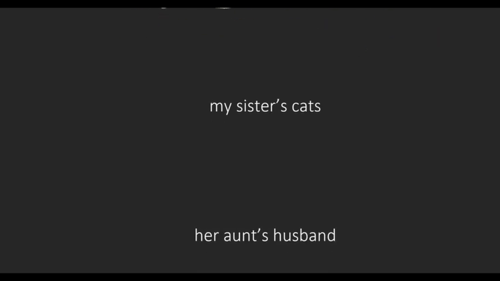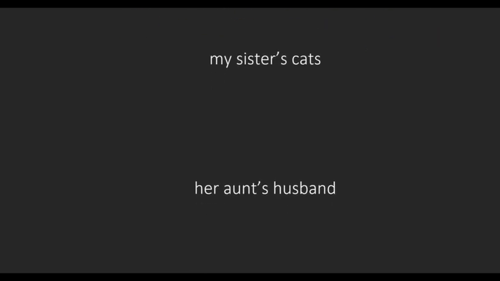Can you tell me what's going on here? My sister's cats. My sister's cats. Well, I have a sister. So I am the owner, right? And my sister is the item. And then my sister also has cats, right?